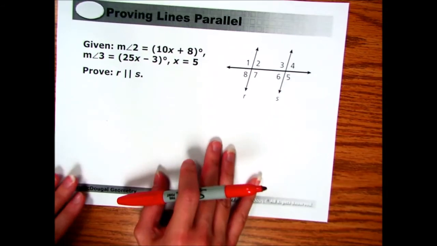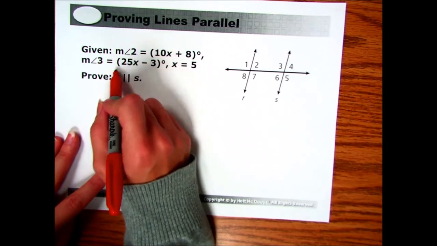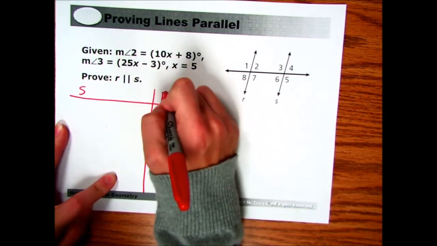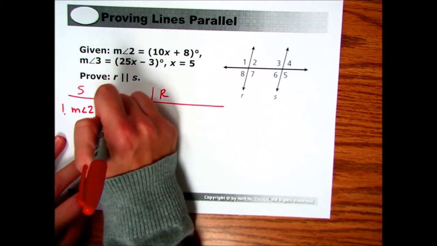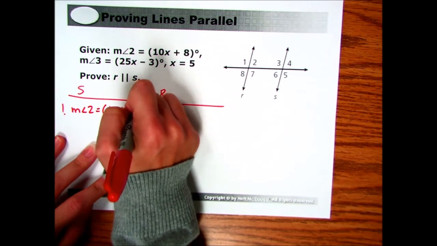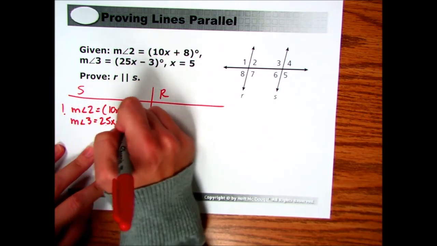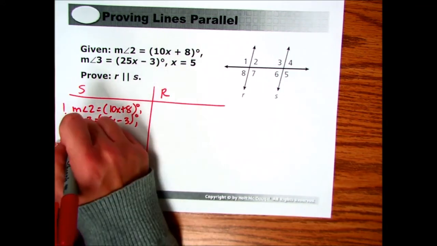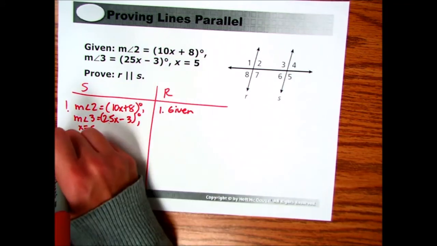Let's look at the next proof. In the next proof, we have been given some information about the measures of angles. So I'm going to go ahead and set this up. We have statements here, reasons here. Number 1, I'm told that the measure of angle 2 is 10x plus 8 degrees. I'm told that the measure of angle 3 is 25x minus 3 degrees. And I'm also told that x is 5. That's given. What am I going to do with this information?